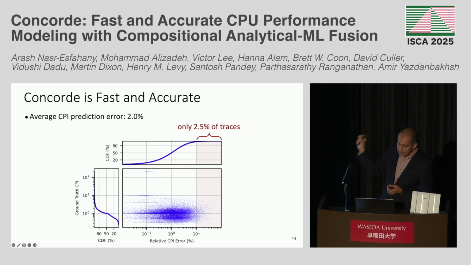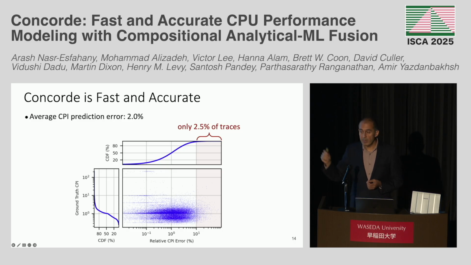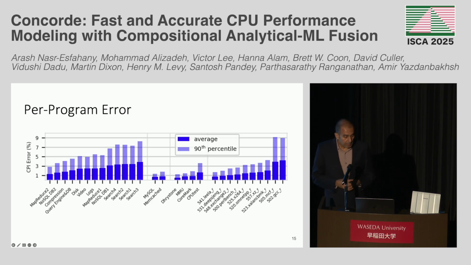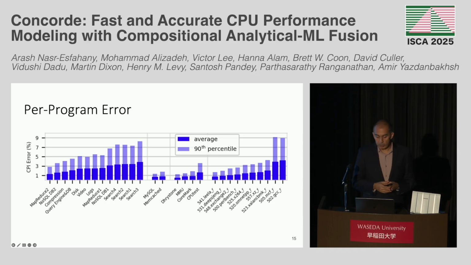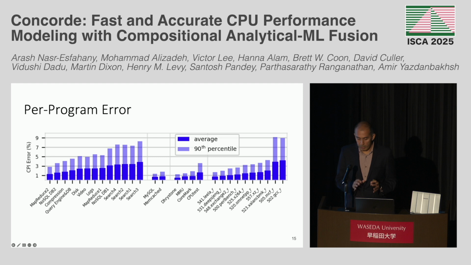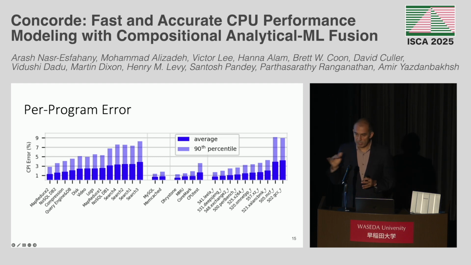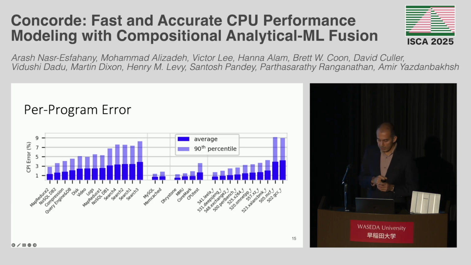Only 2.5% of the traces have errors greater than 10%. And all that comes with a massive speed up, 100K faster than our cycle level simulators. This figure shows the prediction error broken down by program. The dark blue bars show the average error, and the light blue shows the 90th percentile error. While some programs are more challenging than others, the average error still stays below 4%. And the P90 is always below, I think, 9%.